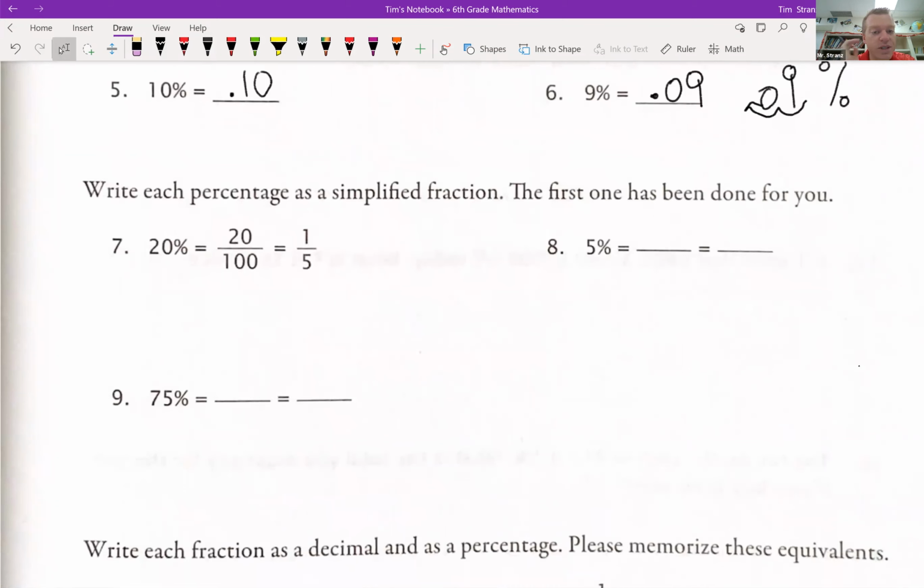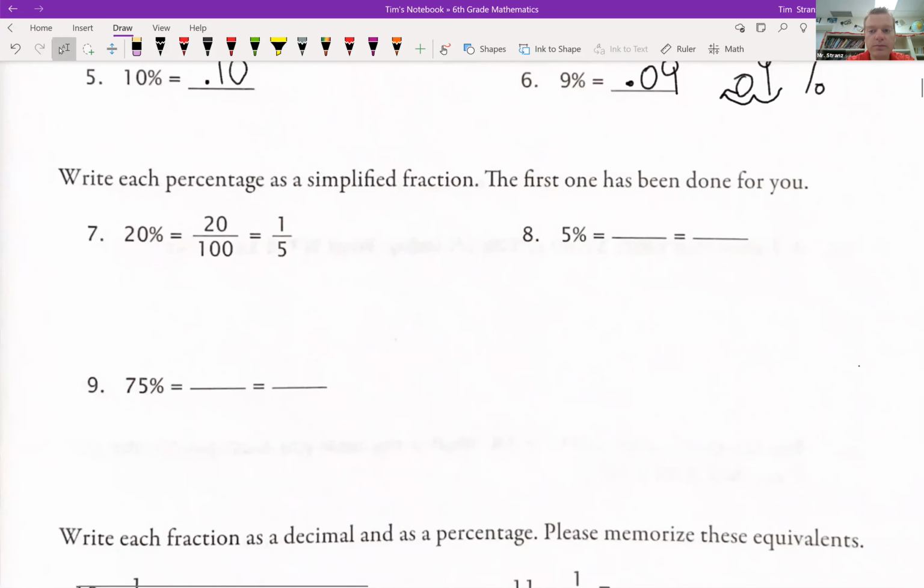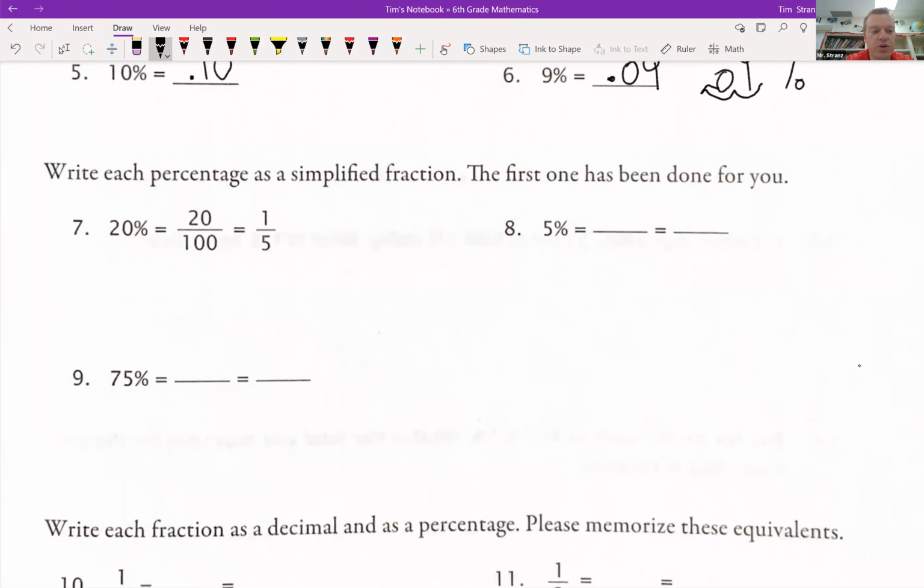Write each percentage as a simplified fraction. First one has been done for us. So for number 7, you can see they did 20%. Percent means per 100, right? Think of a penny as a cent. It's out of 100. So any percent is always going to be out of 100. So 20 over 100, you reduce that, it becomes 1/5.